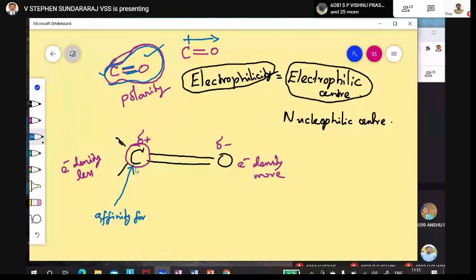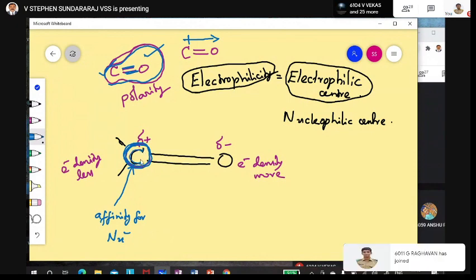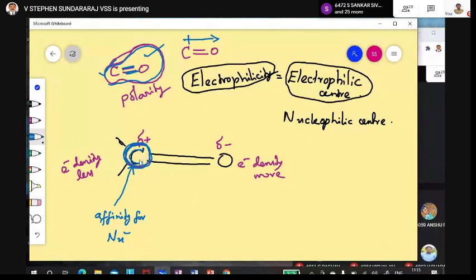It will have affinity for a nucleophile, because only a nucleophile can attack. The nucleophile will be attacking here. So this center is called the nucleophilic center, where the nucleophile can attack. This carbon has a positive charge and it has nucleophilicity, that means it has an attraction towards the nucleophile. In this position, we call it the nucleophilic center.